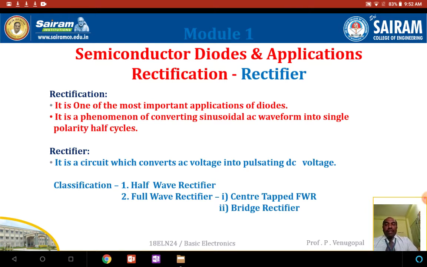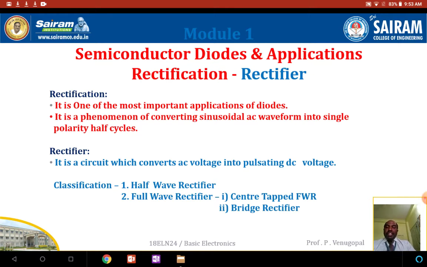The phenomenon of converting the sinusoidal AC waveform into a single-polarity half cycle is called rectification. The device or circuit which performs this rectification is called the rectifier. A rectifier is a device or a circuit which converts AC voltage into pulsating DC voltage. Pulsating DC voltage is not pure DC voltage; it is the sum of the AC components and the DC components. The AC components are also called ripples.